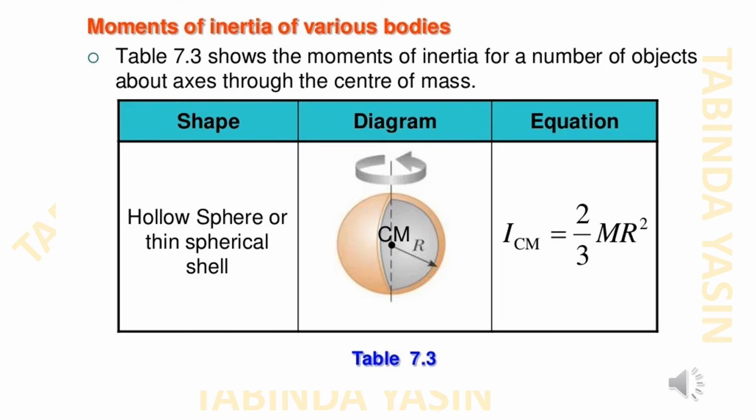This table shows the moment of inertia for a number of objects about an axis. Here you can see a hollow sphere or a thin spherical shell. In the diagram, from the center of the sphere there is a radius r to the surface, and the arrow on top, anticlockwise, shows the angular rotation of the object. The equation for the hollow sphere or thin spherical shell is ICM equal to 2 over 3 M R square.